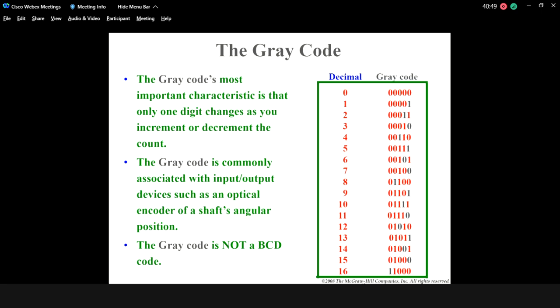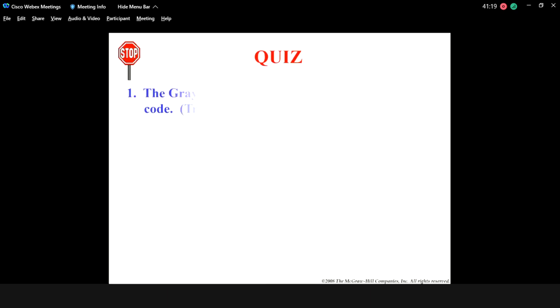So from that, you can know the position based on the Gray code. Okay, so the Gray code is not used to assign a binary value or decimal value. It is just to show the position, whether it is an increment count or decrement count of the optical encoder or shaft positioning.